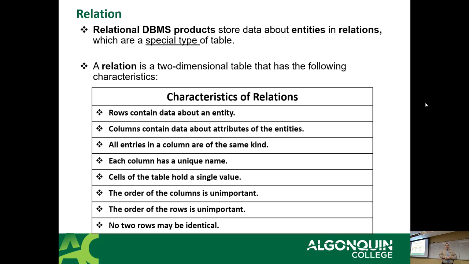So relational databases store data about entities in something called a relation. A relation is just another word for a table. It's not the same thing as a relationship. This is where some people get confused when talking about database terms: you'll have something called a relation, and then somebody will say relationship. They're not the same thing. One has more letters. Therefore, it serves a different purpose. So relationship is the connection between one or more things. A relation is one of the things that is related to something else.